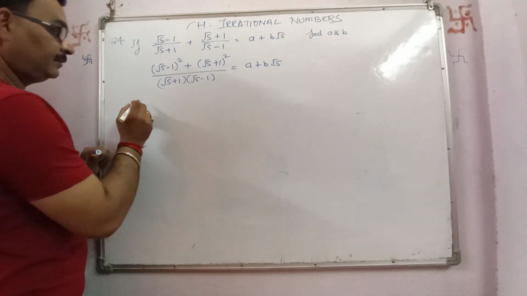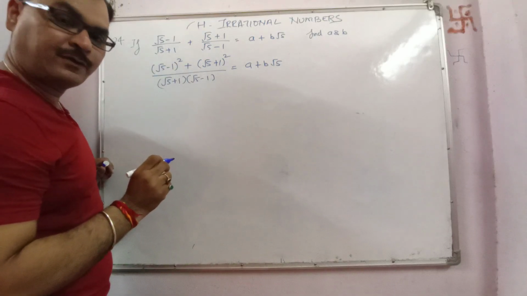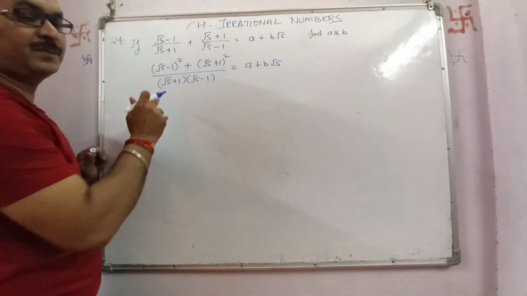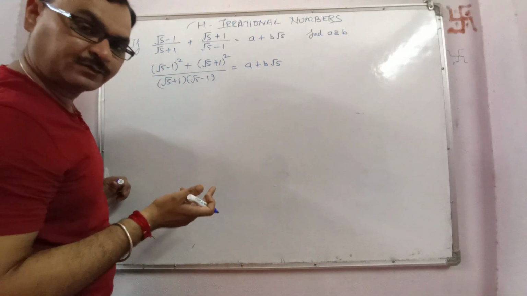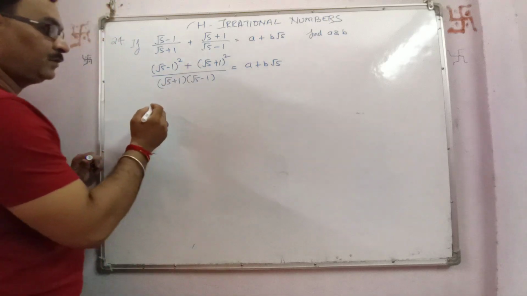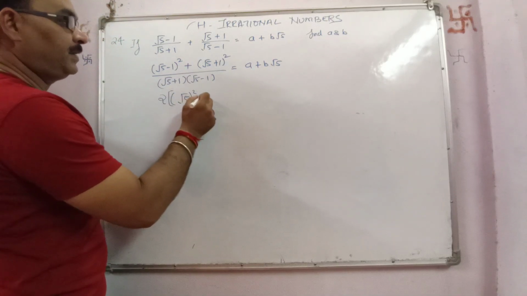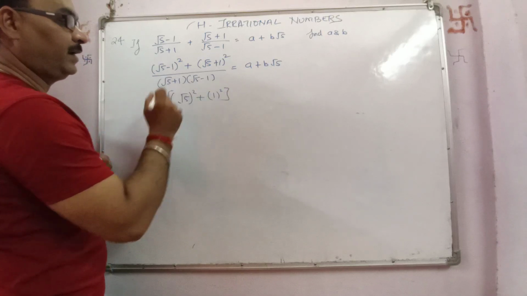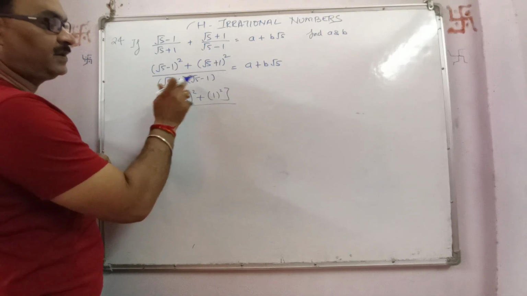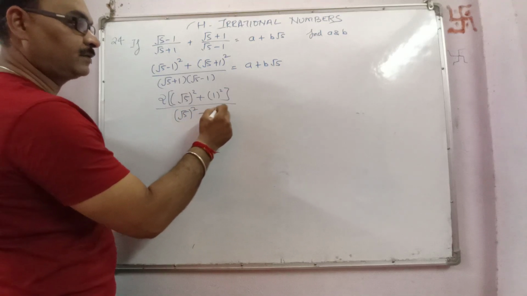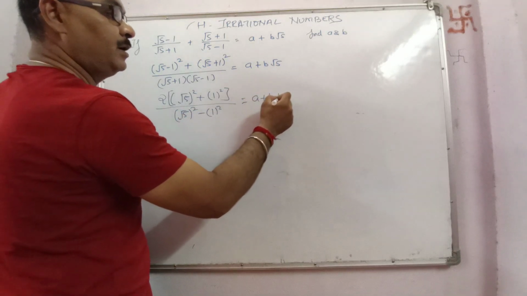Now expanding, or you can use the formula which I have taught you in expansion. (a + b)² + (a − b)² is equal to 2 times (a² + b²). I will be using that only. 2 times first term square plus second term square. At the denominator, (a + b)(a − b), that is the difference of their squares, (root 5)² − 1² is equal to a + b root 5.